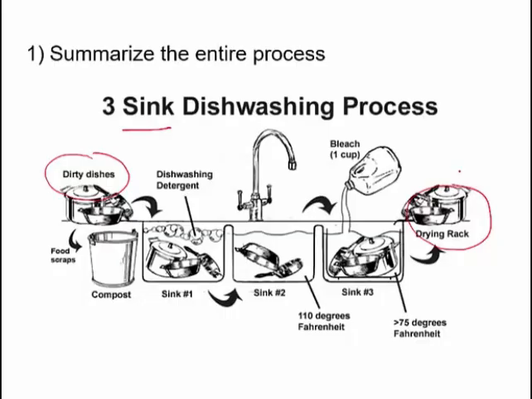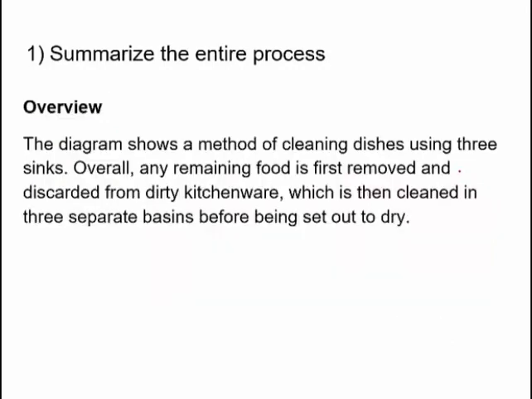Okay, so what did you say for this one? Well, obviously we have to say something related to the title, right? This 3-sink dishwashing process. And we have to give some indication of what goes on from the beginning to the end of this process here. So let's look at an example overview to see how one way you could try to represent the activity in this diagram with words. Here's one that says, the diagram shows a method of cleaning dishes using 3 sinks.